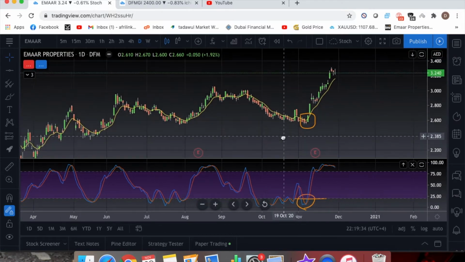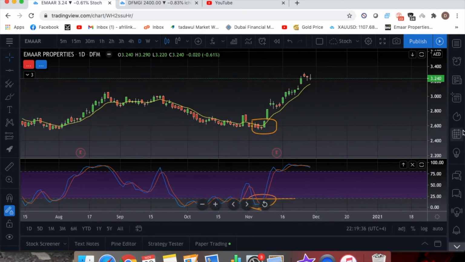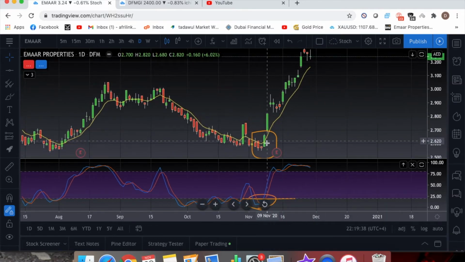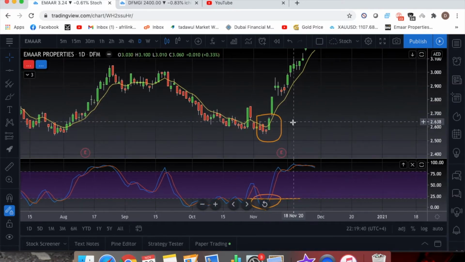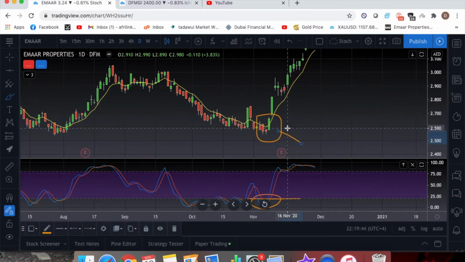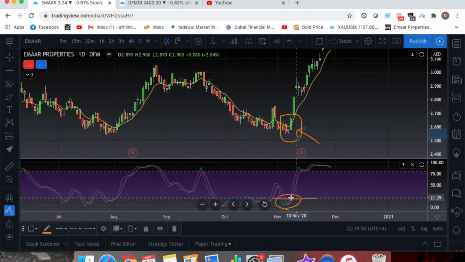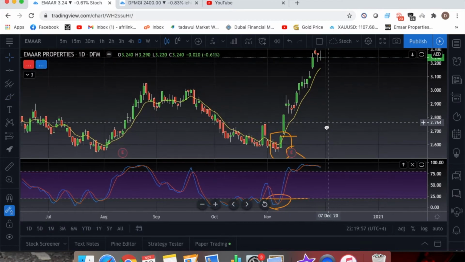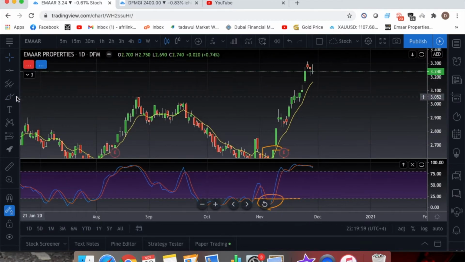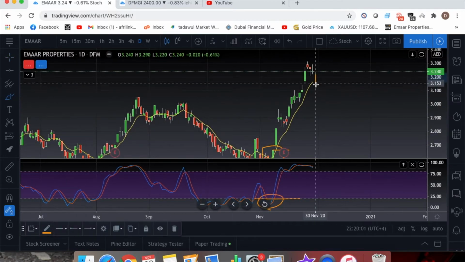The third and important condition is that we want to see a close above this yellow line, that is the 8 exponential moving average. When we see this, it is a good chance to enter the trade. A doji and a green candle with stochastics in an oversold condition, we can enter the trade right at this candle and we can hold the position till we see a close below this yellow line.